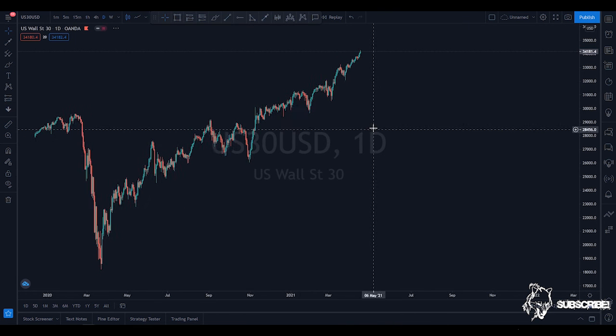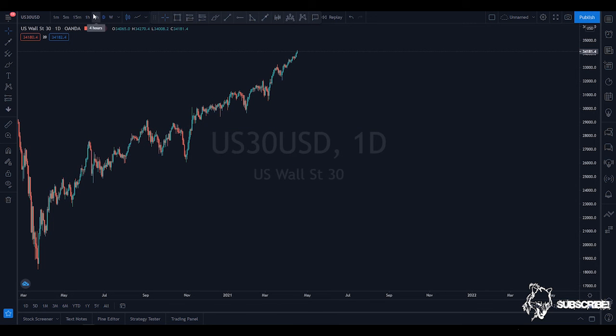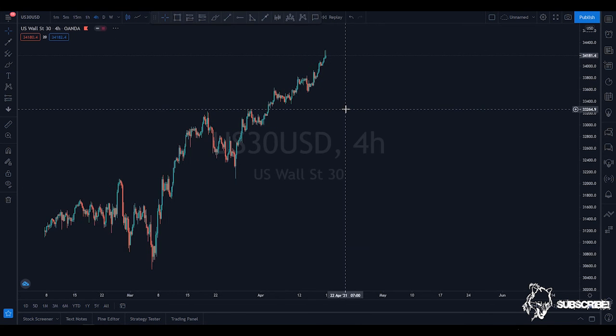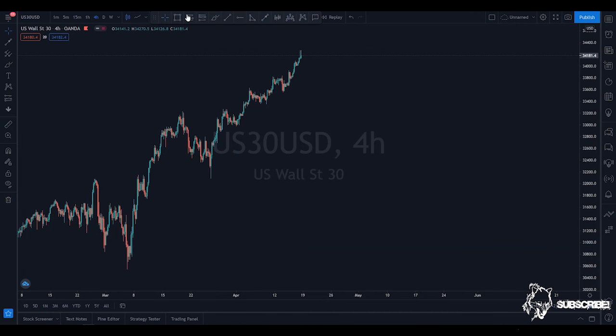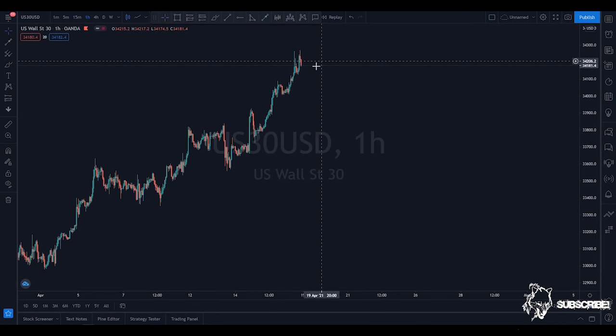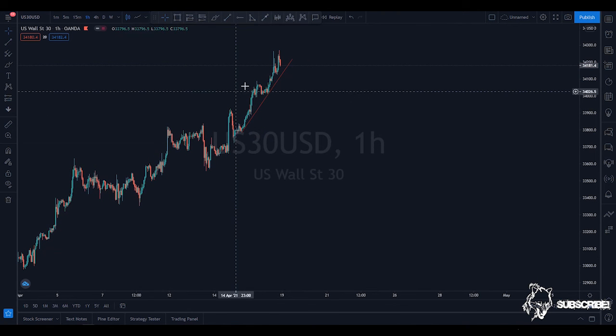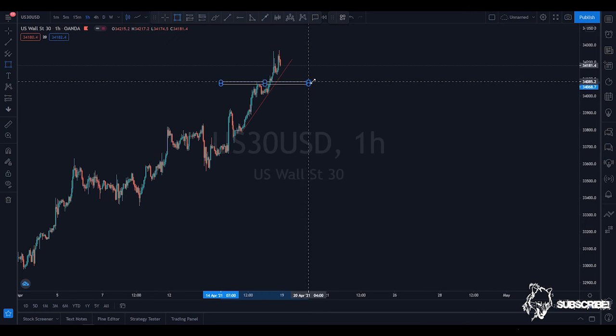We can see that US30 has been buying, has been bullish for the longest time. So I'm just gonna quickly go into the 4-hour time frame and see what is happening. Okay, I can see here that we had some sort of an uptrend. So I'm just gonna go to the 1-hour time frame and see what is happening. I can just draw this area here, and you can see here that US30 went to the impulsive move and then started to correct, and then it went to the upside.